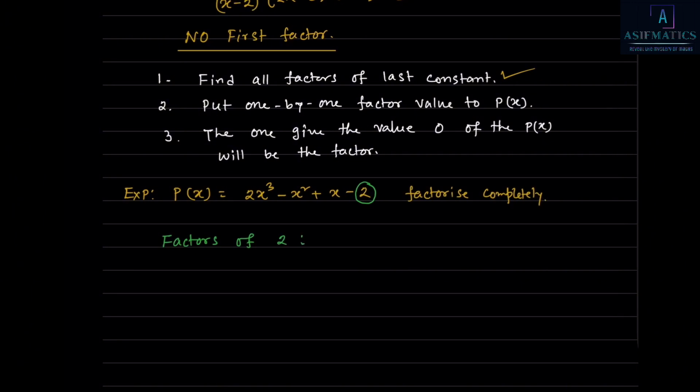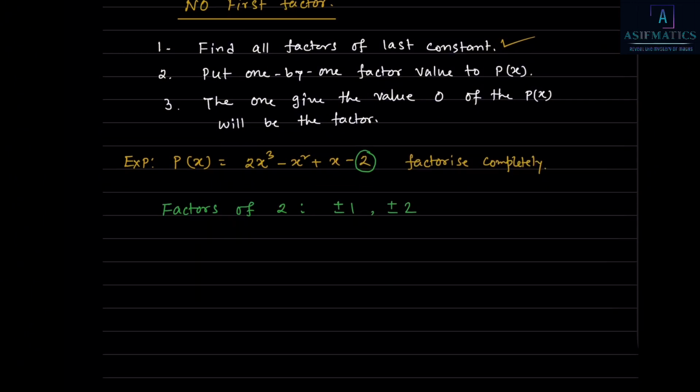So what are the factors of 2? 2 has 2 factors, that is 1 and 2, or we can write plus minus 1 and plus minus 2. These are the factors for 2. Now this is a kind of trial and error method where you need to put them in one by one.